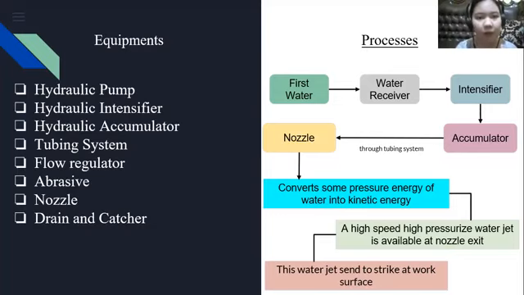It provides flexible movement and doesn't allow any significant losses. And then the flow regulator. Flow regulators are used to regulate the flow according to cutting requirement. For high cutting load, high pressurized water is supplied at high rate. And then abrasive. Abrasive particles are used in abrasive water jet machining for machining hard material. Generally, aluminum oxide, silicon carbide, and etc. are used as abrasive particles. And then the nozzle. Nozzles are used to convert pressure energy into kinetic energy. This nozzle converts high pressure of water into a high velocity jet. This high speed water jet strikes at the work surface which is used for machining.